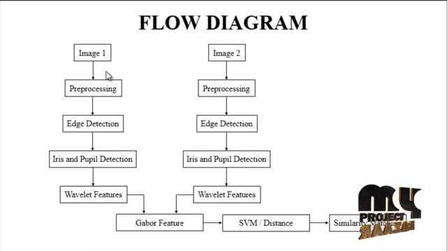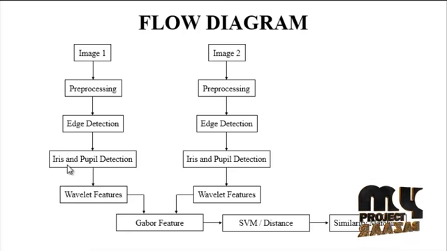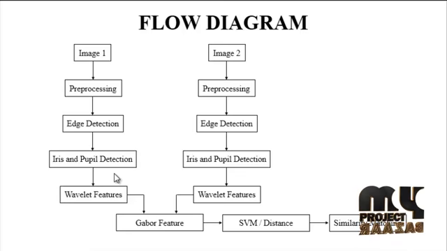In these pre-processing steps, if resizing is necessary, the resize will be applied, and then edge detection is applied to detect the edge of the iris. After the edge detection, the iris and the pupil detection is carried out. Here the segmentation also will be carried out. When the iris and the pupil are extracted, the iris and pupil regions will be circulated by the circular Hough transform. After the circular Hough transform, the wavelet feature is extracted by using the DWT.